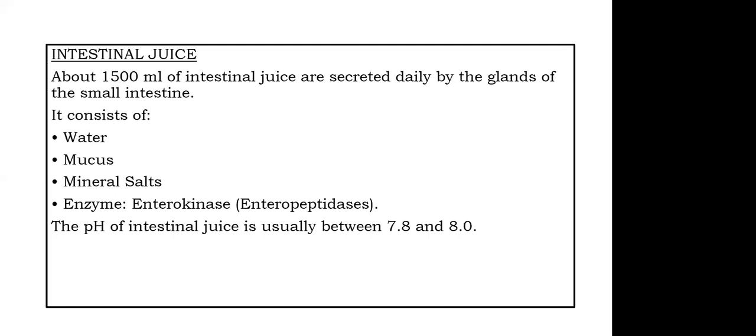It will be there. And now we will talk about the intestinal juice. About 1500 ml of intestinal juice is secreted daily by the glands of the small intestine. What does it contain? Water, mucus, mineral salts, and the enzyme enterokinase, that is enteropeptidase, and the pH is between 7.8 to 8, that is alkaline pH.